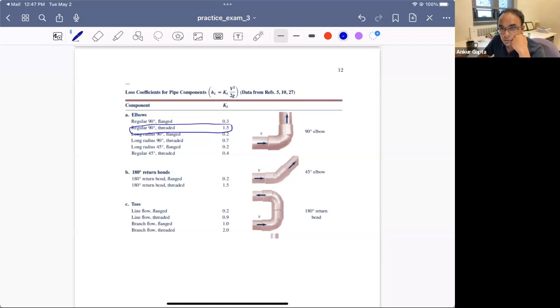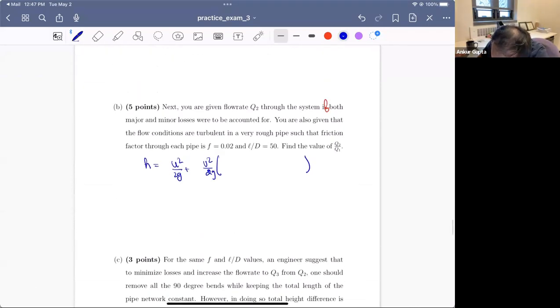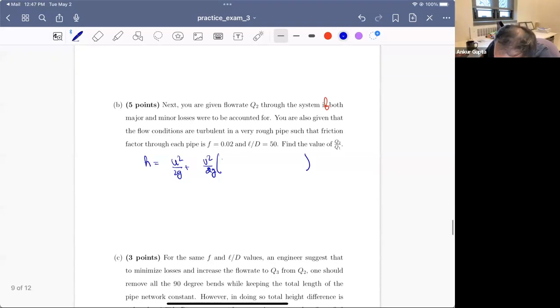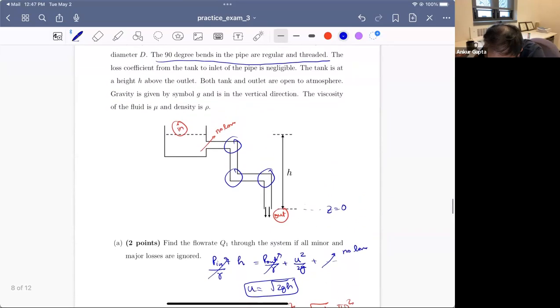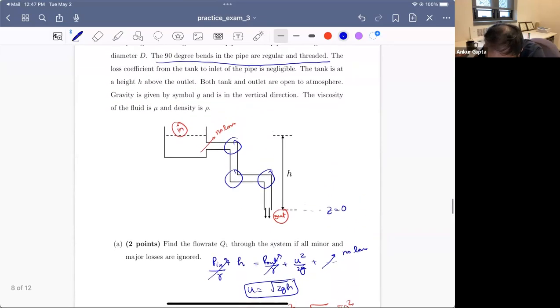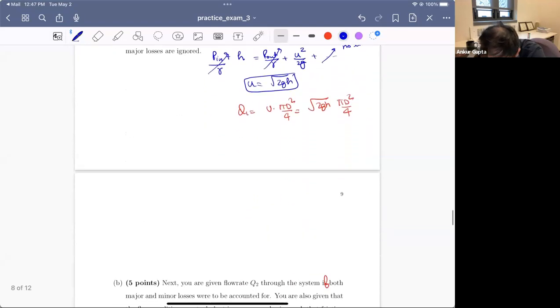But then we also, U square by 2G rather, sorry, there was a small error here. U square by 2G. But then we also need to add 3 times KL. So this is the loss for that. And then is there any other loss that I'm missing? So 3 90-degree bends essentially. And then it says don't neglect the loss from the inlet. And so you just need the major losses now.